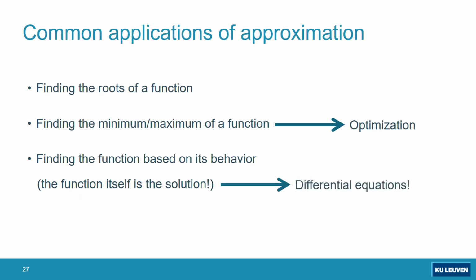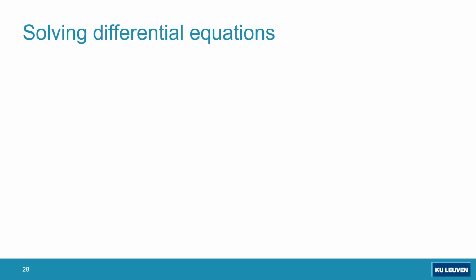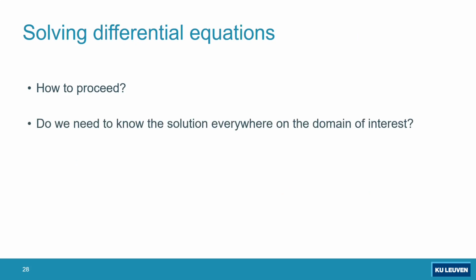So in differential equations, the equation itself gives you the behavior of the function, and we want to see what the function is. So how do we deal with this, how to proceed? Again, we want to use approximation to solve this. But then we should answer one important question: do we need to know the solution everywhere in the domain, every single point in the domain, or is it just enough to know it on a certain number of points?